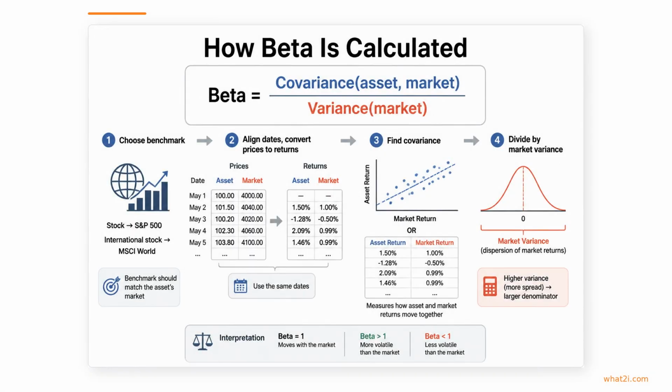Beta is calculated from historical returns for both the asset and a market benchmark. First, you choose a benchmark that truly matches the asset, then line up the return data over the same dates, measure how the asset and market move together, and divide that by how much the market itself varies. In short, beta is covariance with the market divided by market variance.